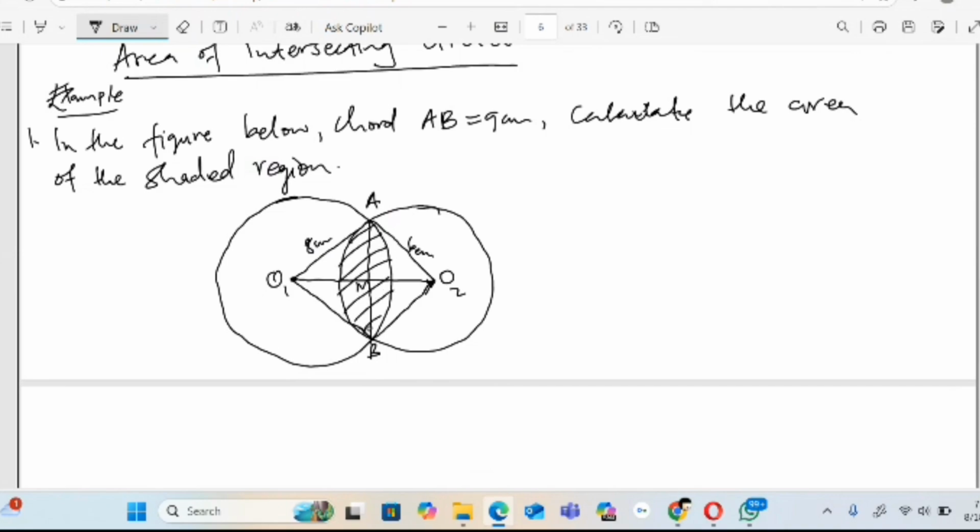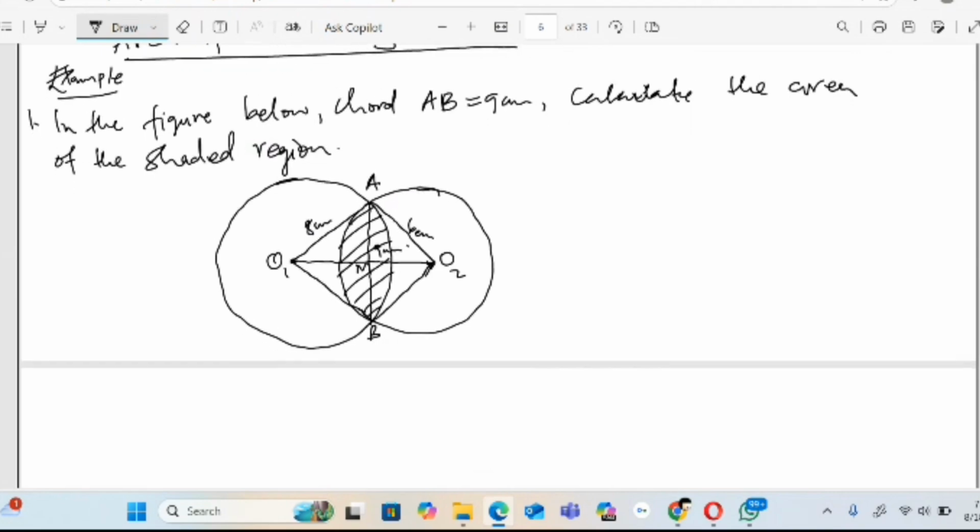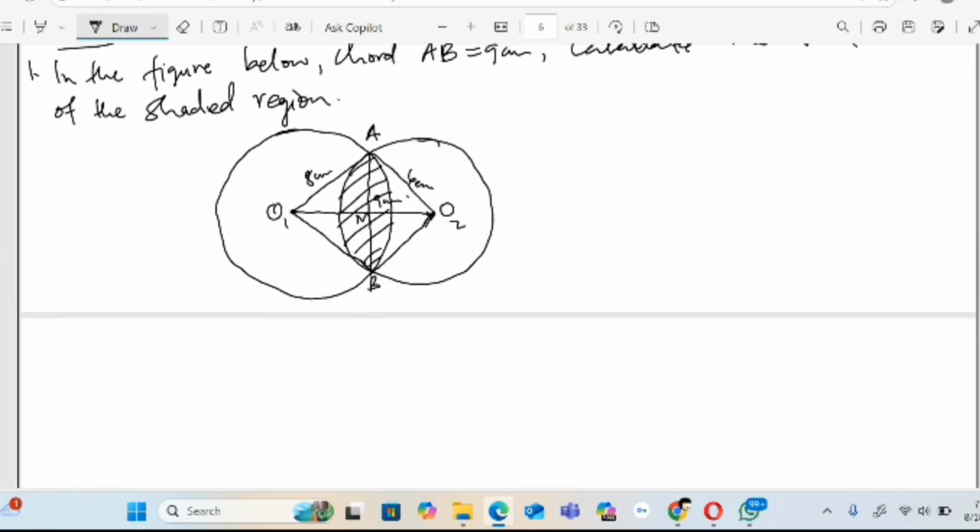So the diagram is as you can see. Remember, we are given AB to be 9 centimeters. Don't forget that. You can show that in the diagram if possible and indicate 9 centimeters, like that. Then we now focus on the solution for this question.